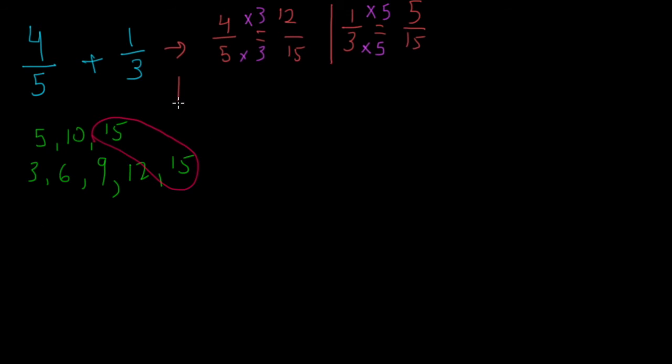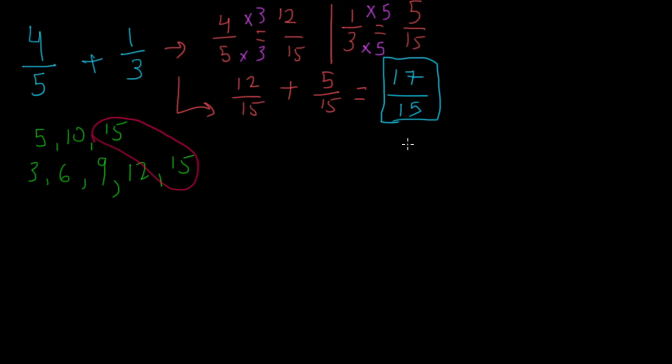So this leads us to our new problem, which is going to be 12/15 plus 5/15. 12 plus 5 is 17. And then the denominator always stays the same, so 17/15. And this is actually our answer.